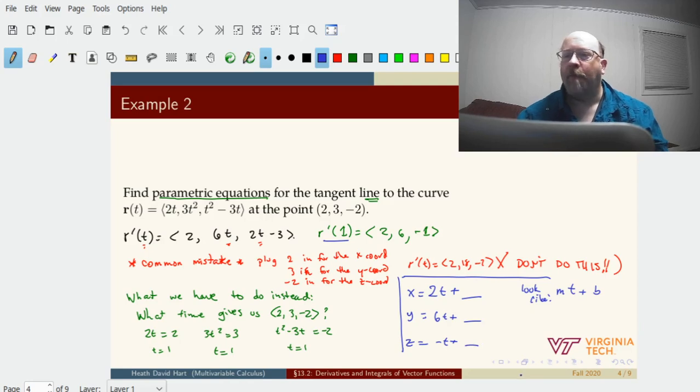But where does the b come from? Well, the b has the intercepts. But we know that the tangent line starts at this point. And if we assign t equals 0 to that point, 2 times 0 plus b is equal to 2, and 6 times 0 plus b is equal to 3, and negative t plus b is equal to negative 2. And so the point, 2, 3, negative 2, gives us our b's. This gives us b, and this gives us m.